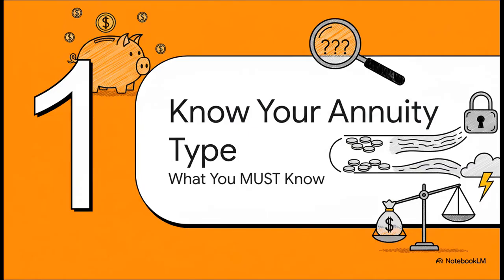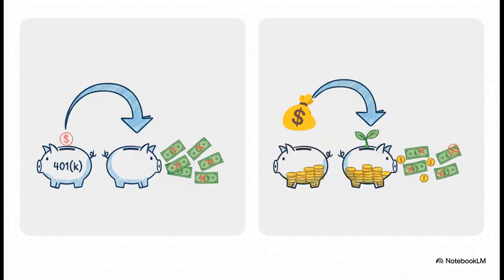Okay, let's start at the very beginning. This is the foundation for everything else we're going to talk about. Before you can understand any withdrawal rules, you have to know what kind of annuity you actually own. This one single detail changes the entire game when it comes to taxes. So it all boils down to one simple question. Where did the money come from?